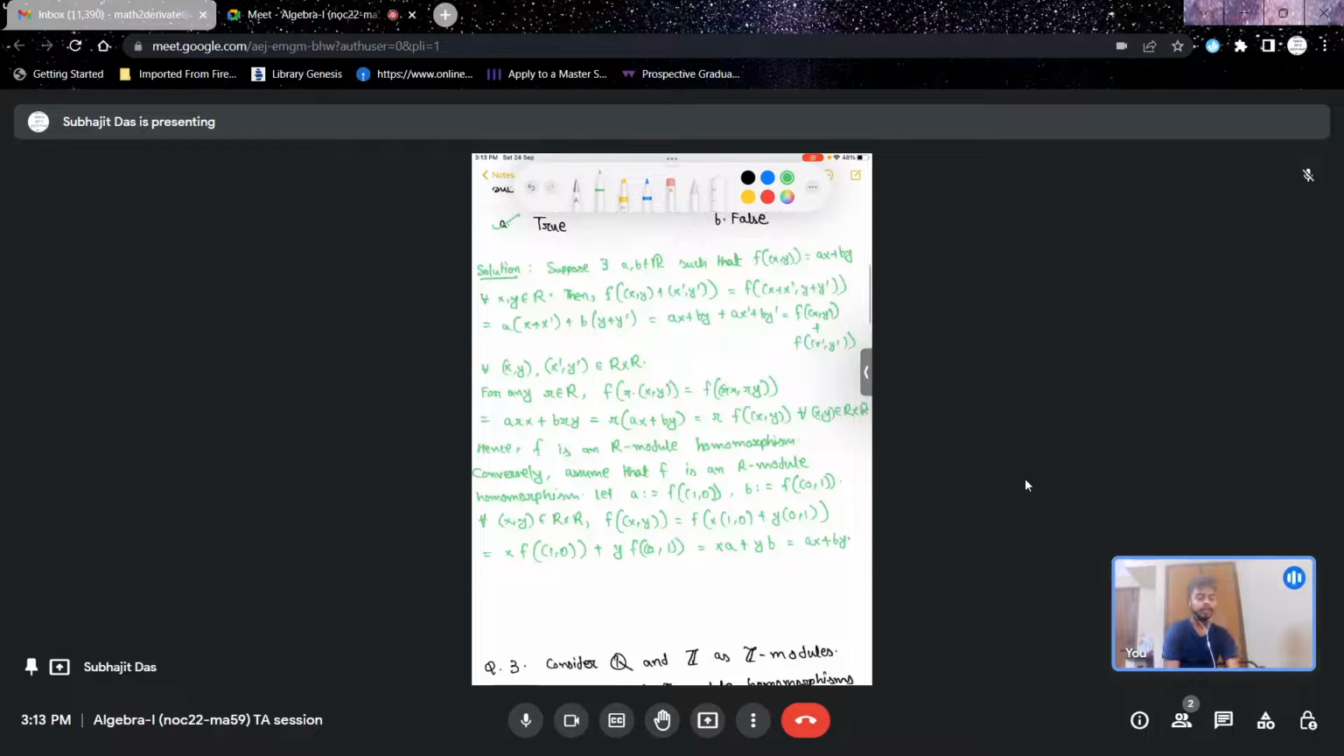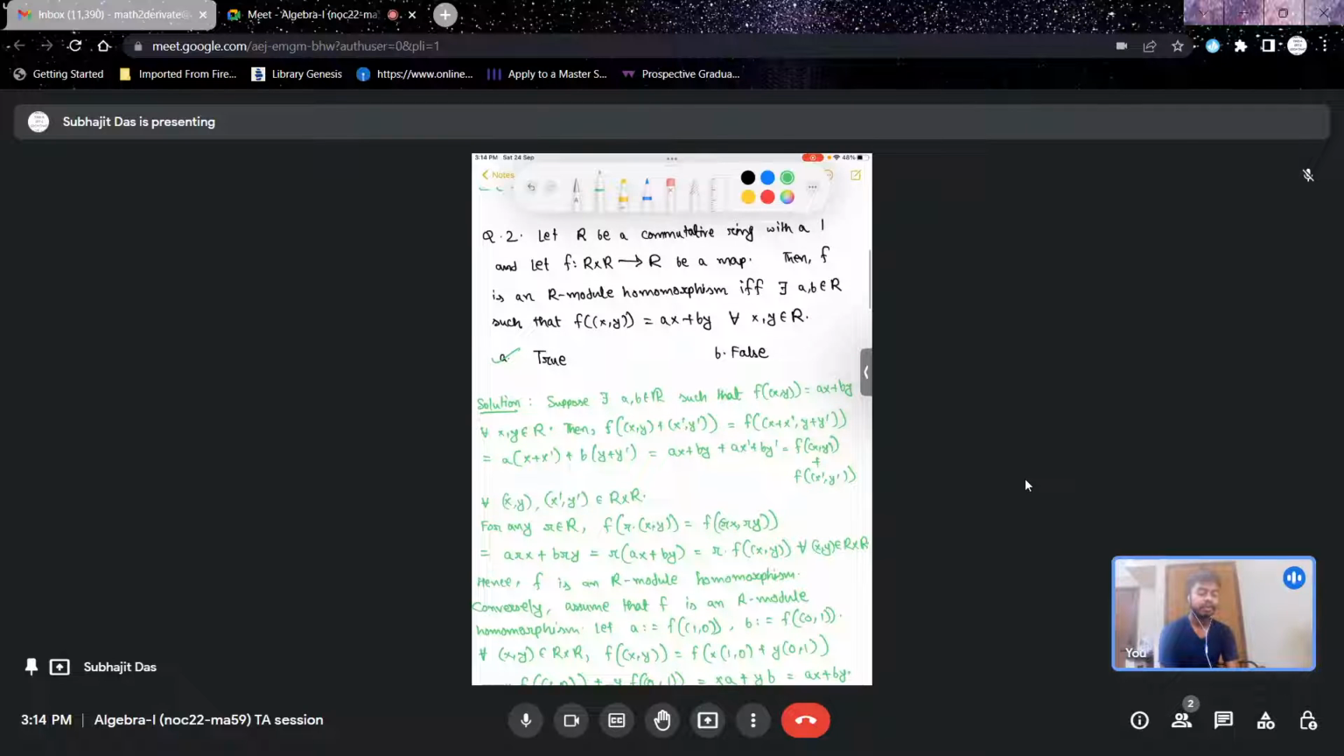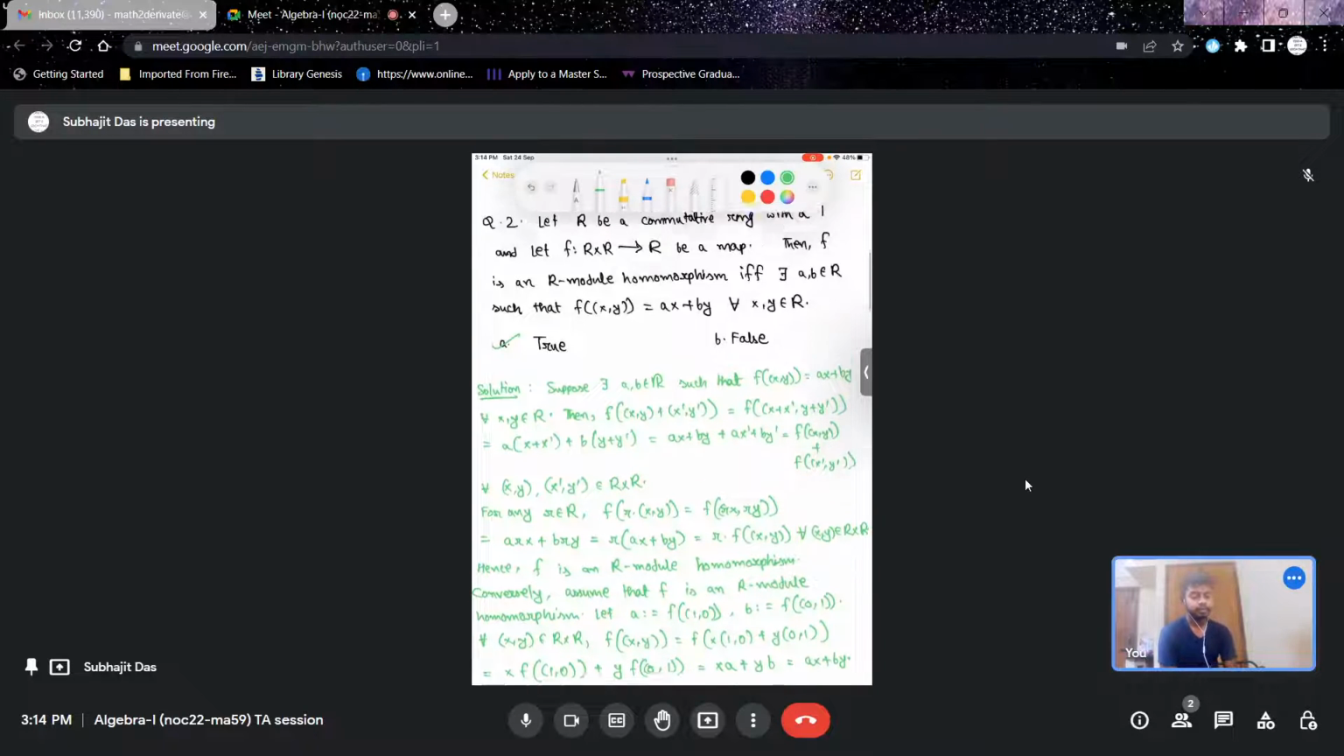So every element is indeed of this form. I mean, the image of every element xy under the map is precisely ax plus by for all xy in R. We have found two fixed elements a and b in R, such that for every xy in R, f of x comma y is ax plus by. So indeed the statement is true. It's an if and only if statement, and this is true.